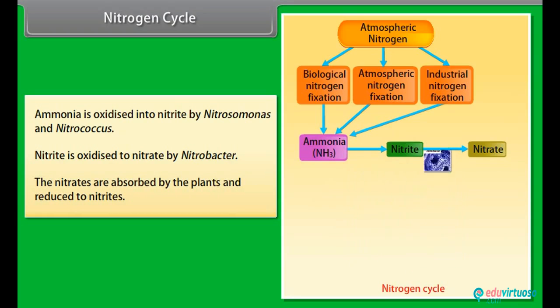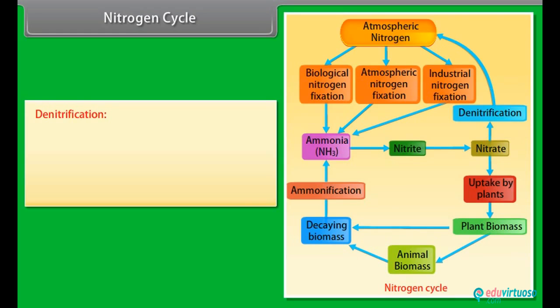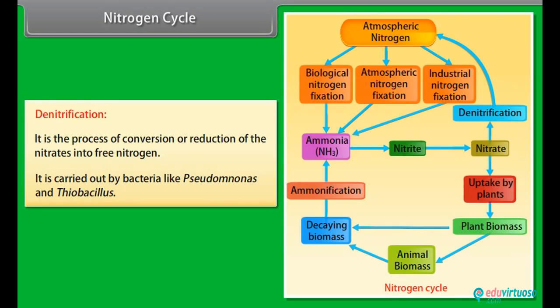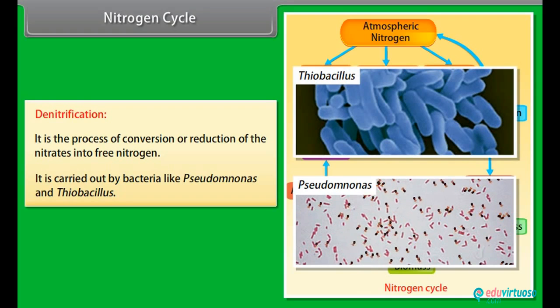The nitrates are absorbed by the plants and reduced to nitrites. Denitrification. It is the process of conversion or reduction of the nitrates into free nitrogen. It is carried out by bacteria like Pseudomonas and Thiobacillus.